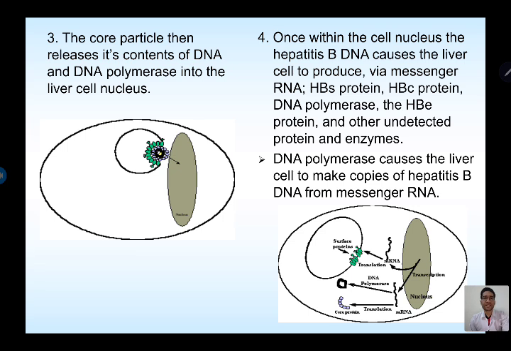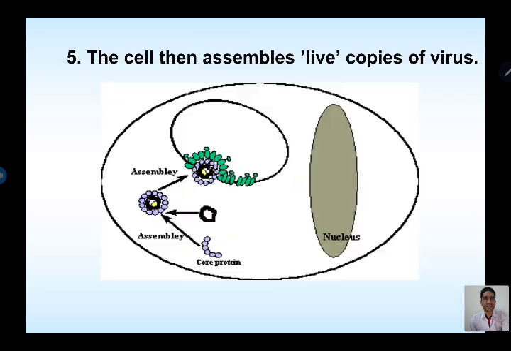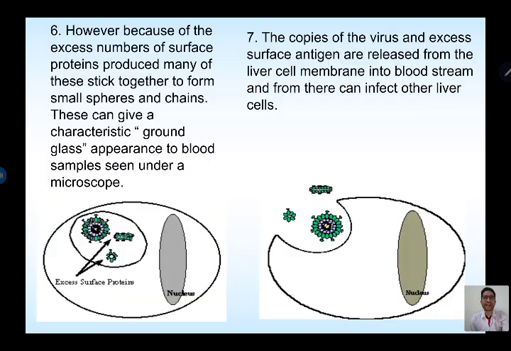Once within the cell nucleus, the hepatitis B DNA causes the liver cell to produce, via messenger RNA, hepatitis B surface protein, hepatitis B core protein, DNA polymerase, the hepatitis B E protein, and other proteins and enzymes. The DNA polymerase causes the liver cell to make copies of the hepatitis B DNA from the messenger RNA. The cell then assembles the copies of the virus.